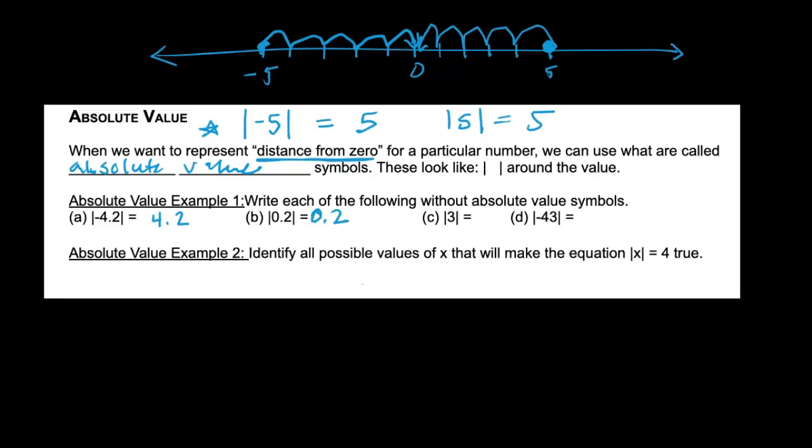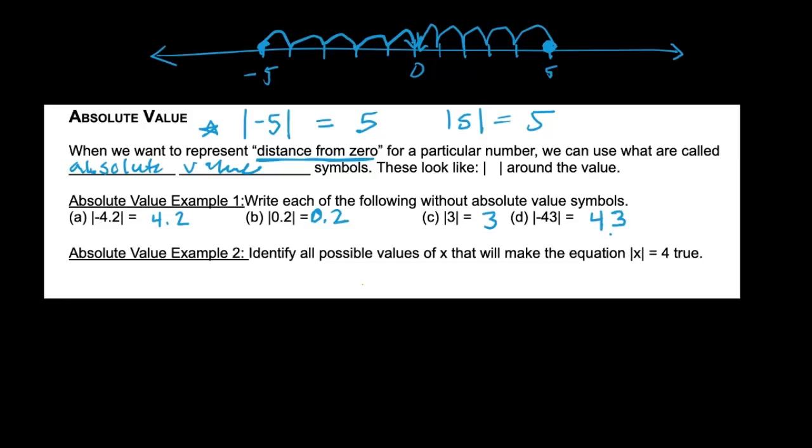What's the absolute value of 3? It's 3 units away from 0. The absolute value of -43 would be 43 units away from 0. So you can see in all of these examples, our answer is always whatever digits are between the absolute value symbols, but if we have a negative sign, we just don't include that.